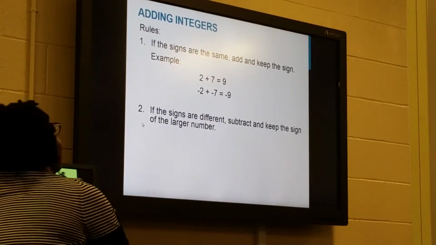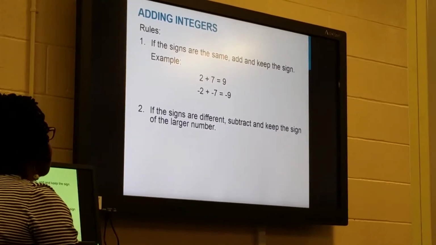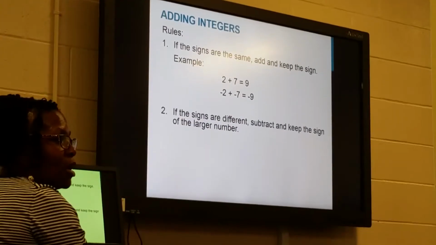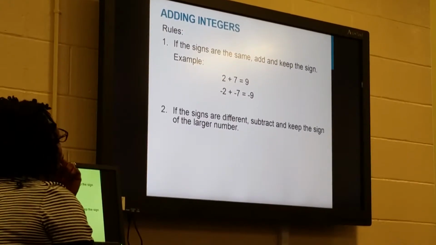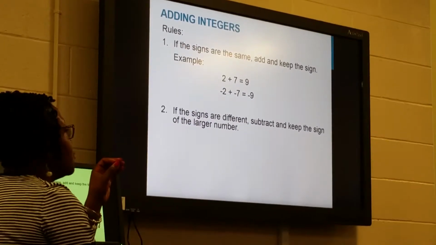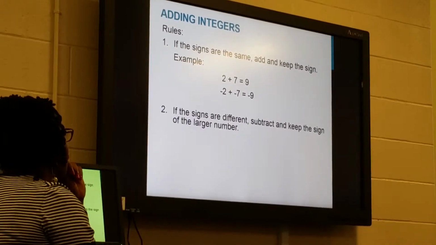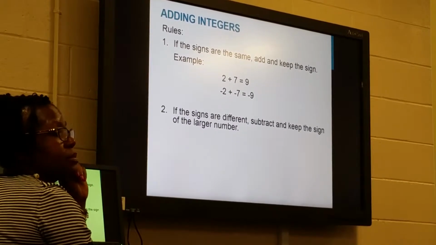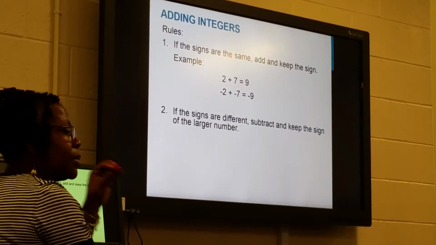Number 2, if the signs are different, subtract and keep the sign of the larger number. And that's the tricky one. So you have to really think about that. If the signs are different, if you have a negative and a positive, you're going to subtract, but you keep the sign of the larger number.